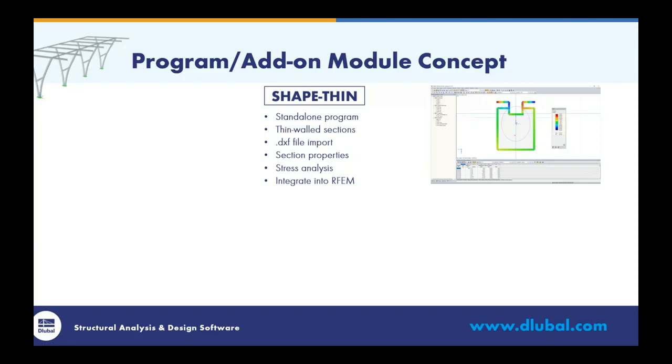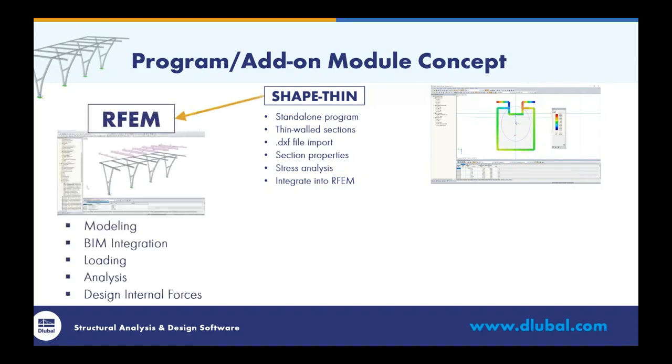Then we take these cross sections along with their properties and we can integrate them into our FEA program, RFEM. RFEM, again, is a separate program, and this is where we can model our structure entirely. We also can integrate with BIM software such as Revit, Tekla, AutoCAD. We can fully load the structure. We can set up our load combinations, again, according to the ASCE 7, as well as many other international standards, and eventually we get a full analysis. The analysis will provide us with design internal forces, deflections, and support reactions, and we can take this analysis information into our own tools to do the design.